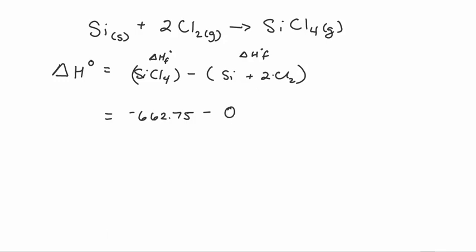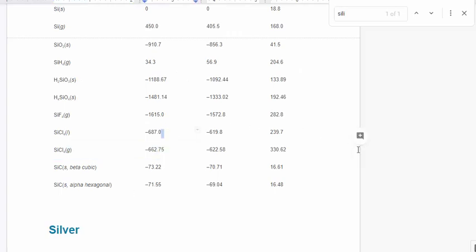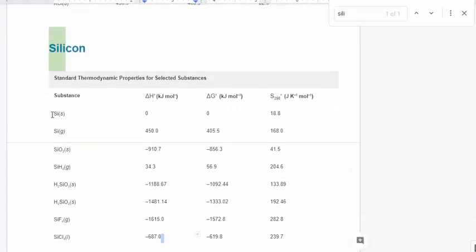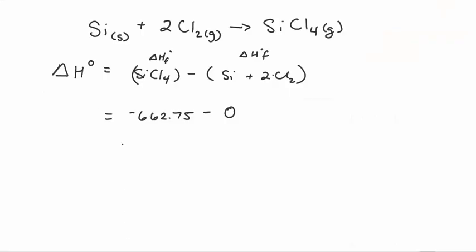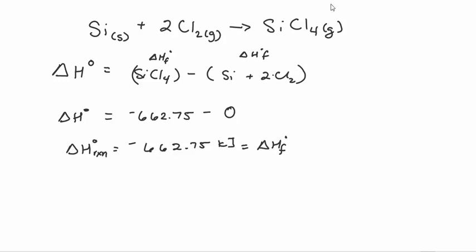Here's solid silicon here. So the standard delta H of the reaction is then equivalent to the H of formation of silicon chloride, which is negative 662.75 kilojoules. So you see here is our compound, and it's being comprised, or it's being formed, by adding up these constituent elements in their most common form or in their most stable form.